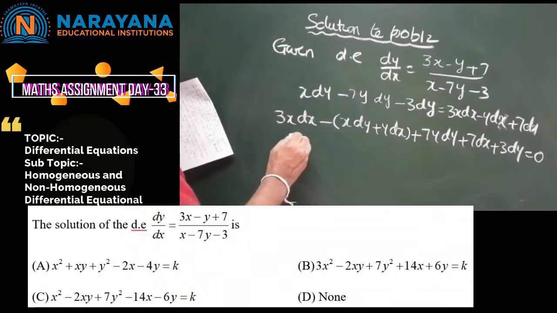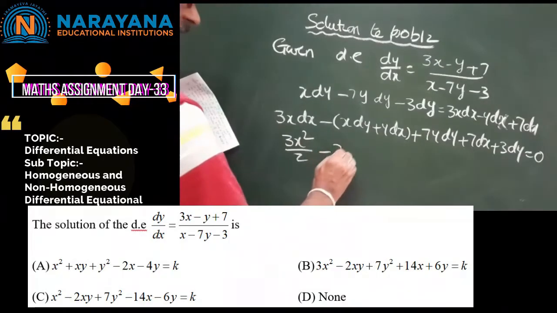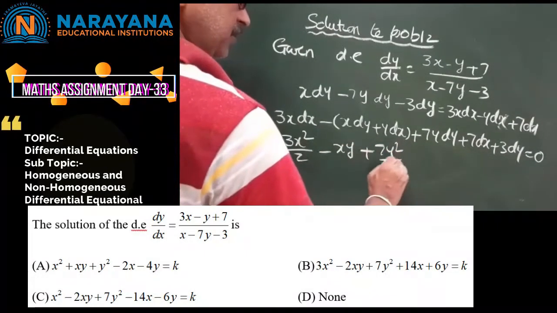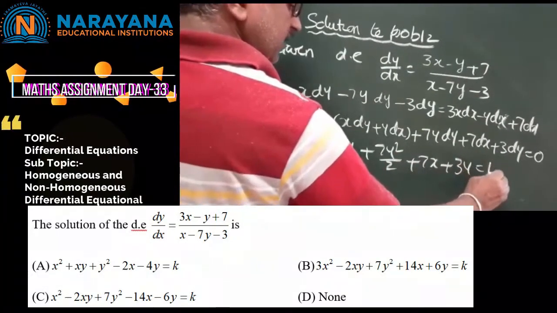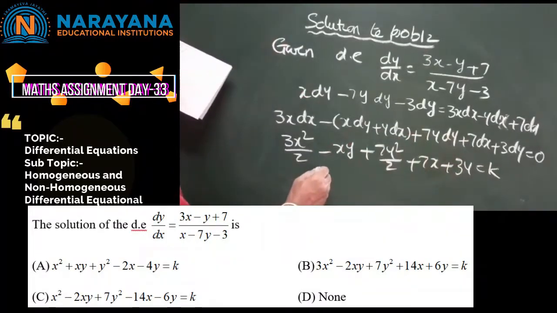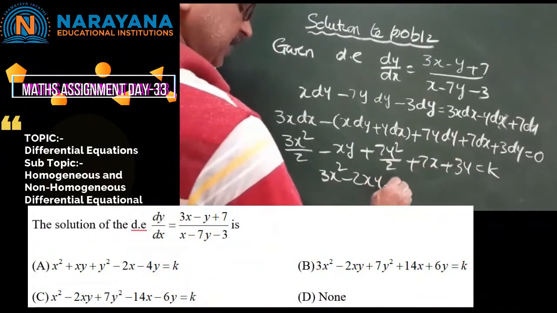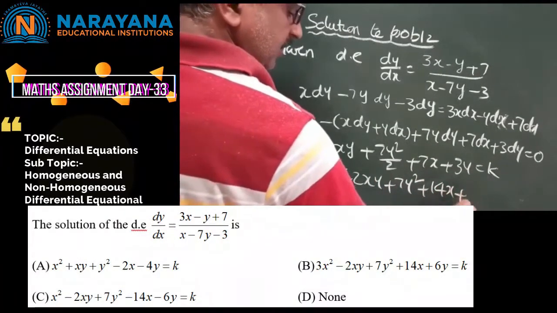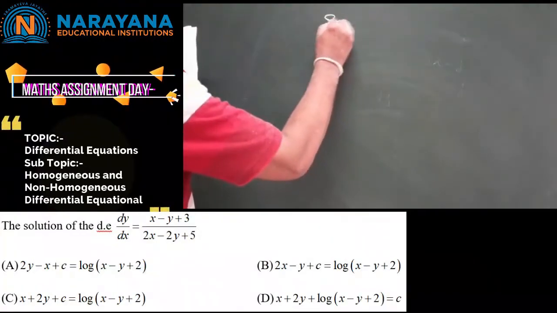Integrating on both sides, we can get 3x²/2 − xy + 7y²/2 + 7x + 3y is equal to k. So if you take LCM, we can get this as 3x² − 2xy + 7y² + 14x + 6y equal to k. This is the answer for the problem. To problem 30.